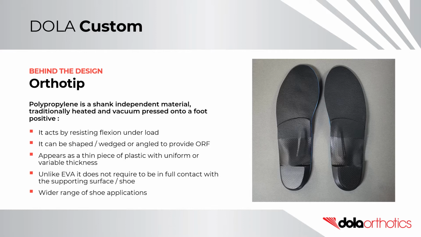Unlike EVA, polypropylene does not require to be in full contact with the supporting surface of the shoes at all points to maintain its shape or to provide resistance to load. A shank-independent material. Therefore, the attributes of the shoe, the internal surface area, shape, and stiffness are less important than when using an EVA orthotic, a shank-dependent material.